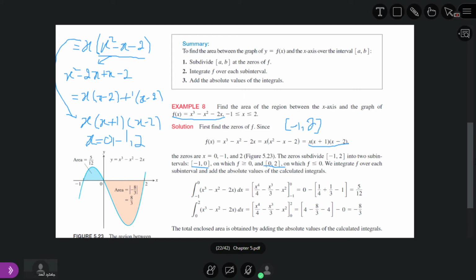2 raised to the power 3 is equal to 8, so 8 divided by 3. And 2 squared is equal to 4. So that is why it is 4 minus 8 divided by 3 minus 4. The answer is minus 8 divided by 3. So the following is the result of the integral.